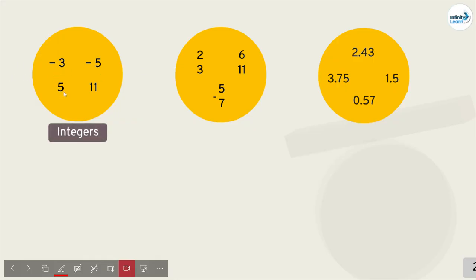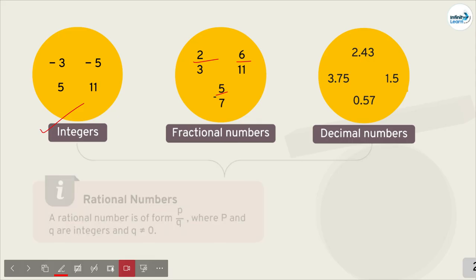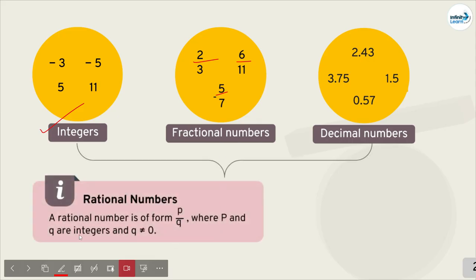Numbers consisting of positive as well as negative numbers and zero are known as integers. Fraction numbers, which are in the form of numerator and denominator, are known as fractional numbers. And these are decimal numbers. A rational number is in the form of p by q where q should not be equal to 0. Such numbers are known as rational numbers.